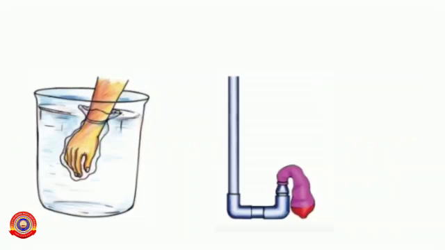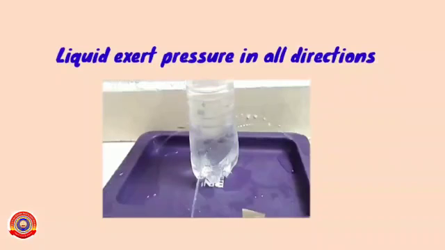The polythene bag sticks to the hand when it is tied on your hand and immersed in a bucket of water, and the inflation of the balloon which is fixed to a PVC pipe is due to the pressure exerted by water. Liquids exert pressure in all directions.